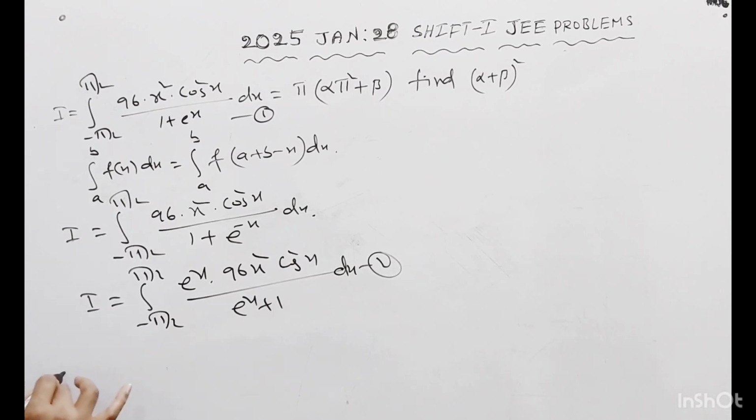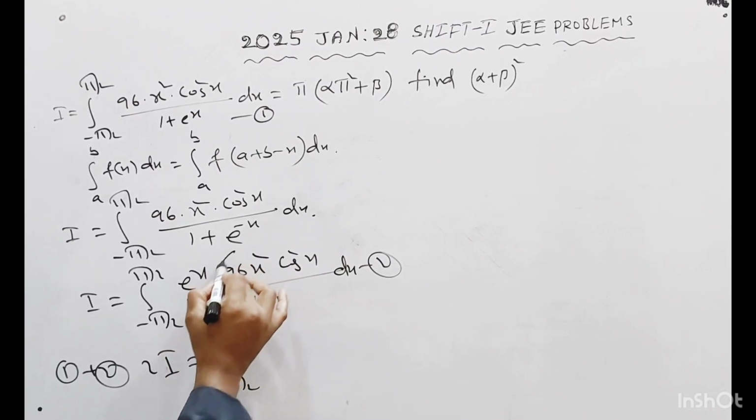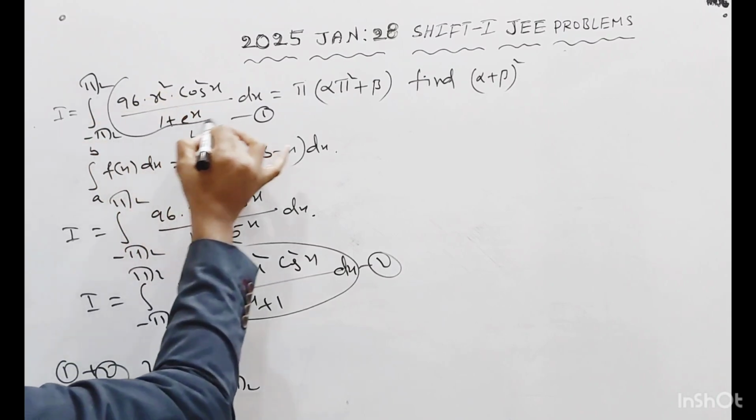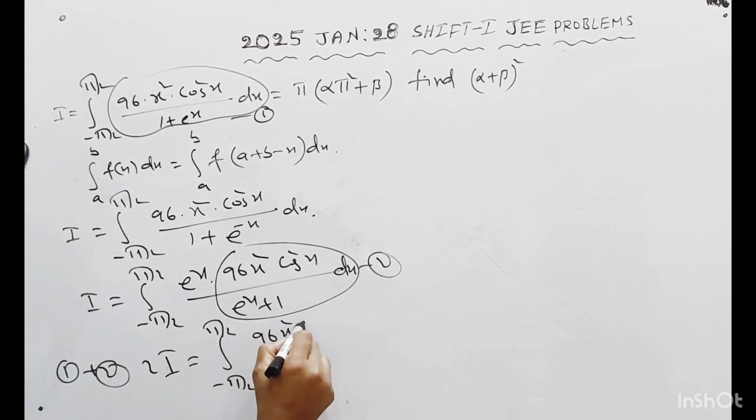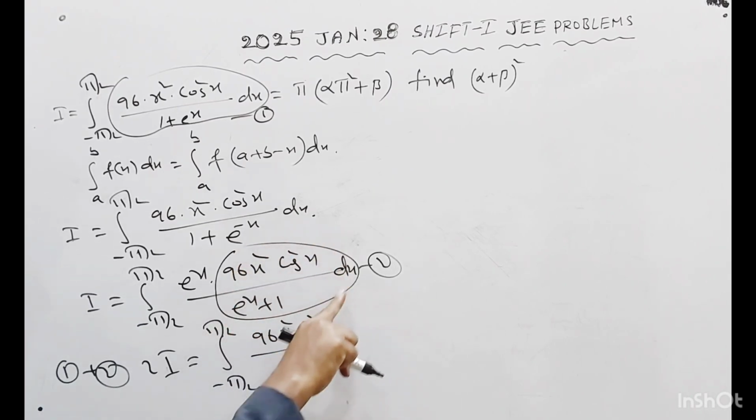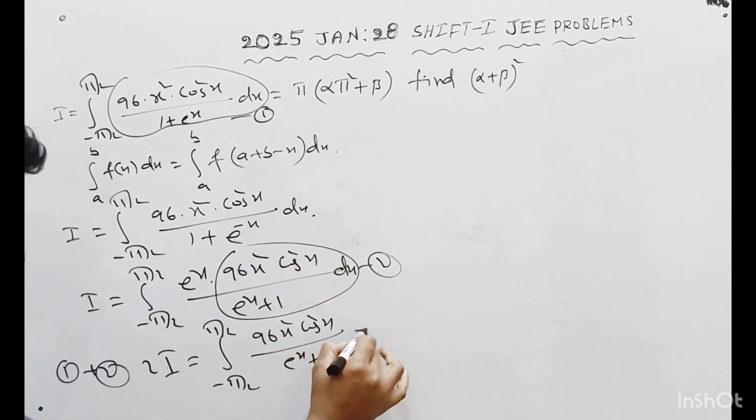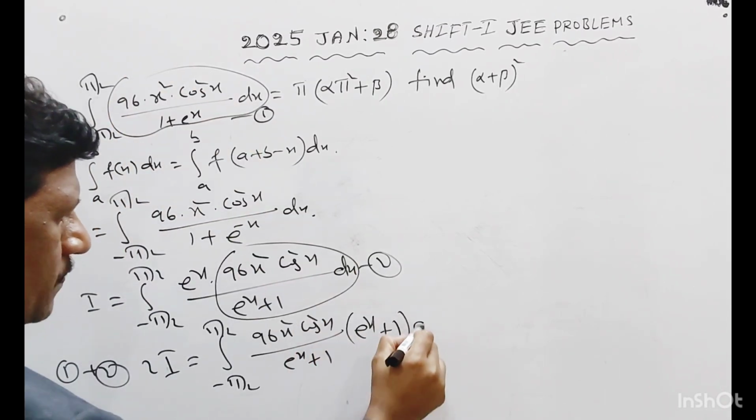So now if we add 1 plus 2, I plus I is 2I, is equal to, whenever you add both the steps, the integration symbol is common along with the limits. And also what is common? This entire part is common. If you take that common, 1 plus e power x is remaining. So 96 into x square cos square x by e power x plus 1 is common. So this entire step is gone, e power x is remaining, plus this entire step is gone, 1 remaining, into dx, like this.